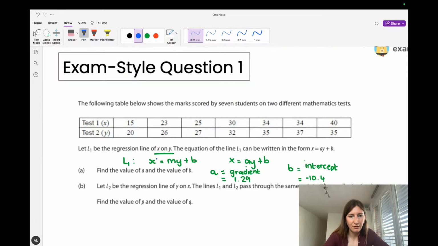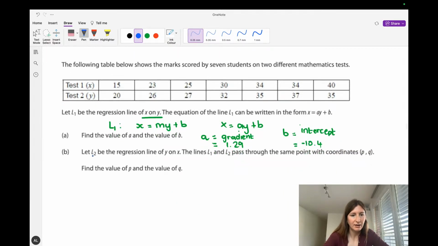Okay. Now let L2 be the regression line of y on x. The lines L1 and L2 pass through the same point with coordinates PQ. Okay, does anyone remember what that meant? What points do they pass through that's the same? Close, very close. Another word that starts with M. The mean, good. So they pass through the same point.